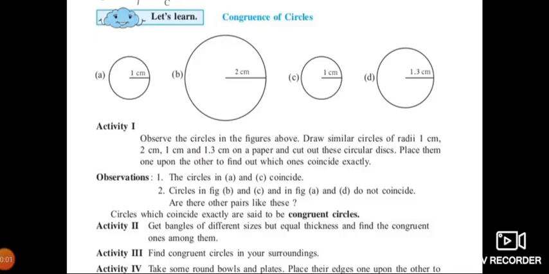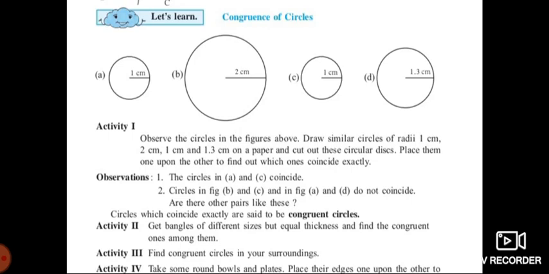Let us now study the last point of the lesson, that is congruence of circles. Before studying this point, let us first revise about a circle. Circles means what you all know. A circular structure is called a circle. Many examples are shown on the screen. So first, let us recall something about a circle.